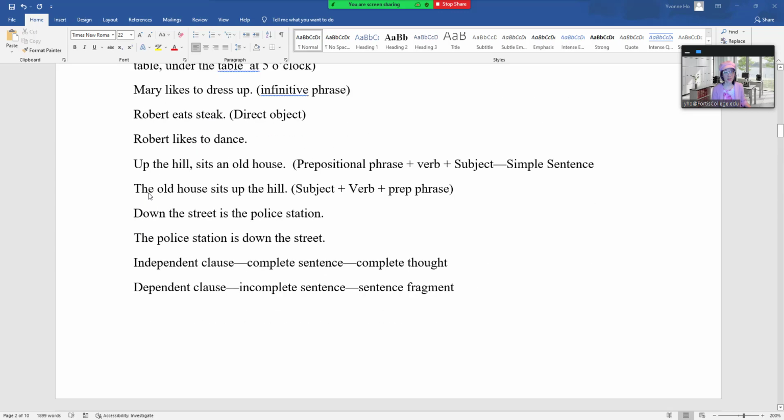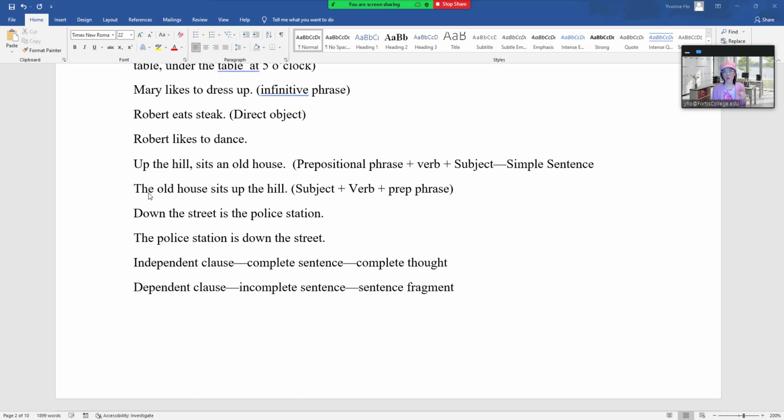Down the street is the police station. So down the street is the prepositional phrase, is is the verb, and the police station is the subject. So down the street is the police station. That's a simple sentence, which has the same meaning as the police station is down the street. So the police station is the subject, is is the verb, and down the street is the prepositional phrase.